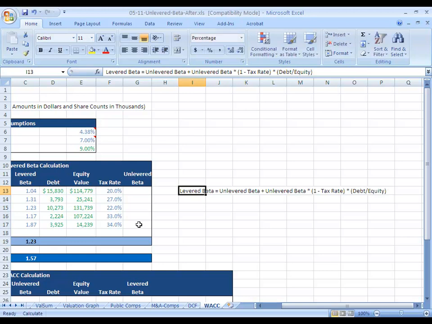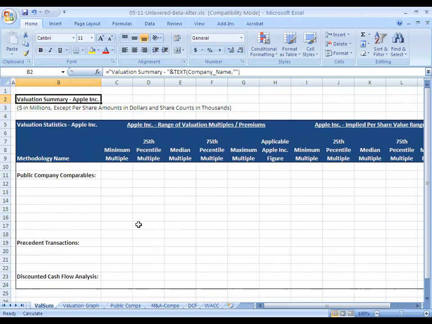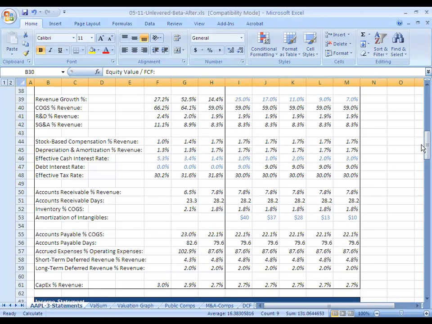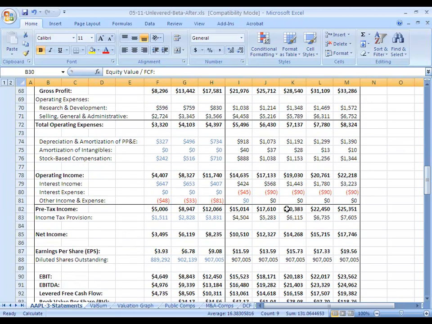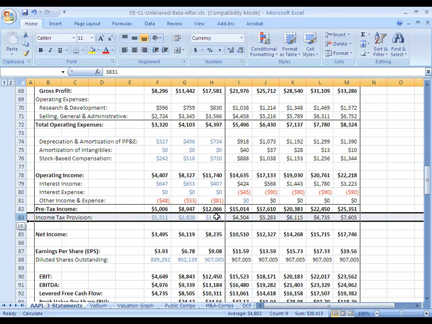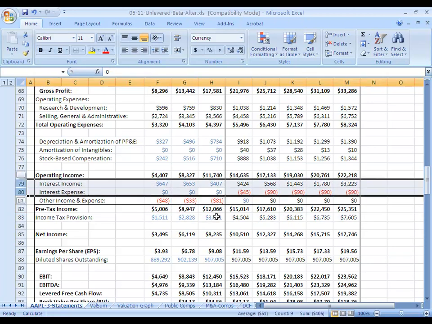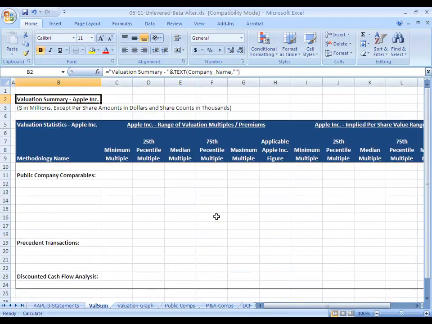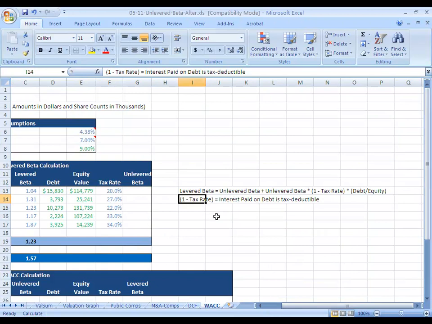So to address the first one first, we multiply by 1 minus the tax rate because the interest paid on debt is tax deductible. So when we pay interest on debt, remember that in our three-statement model over here, the interest on debt shows up just before pre-tax income, and when we apply a tax rate to a company, we're taking into account this interest expense or interest income right here. So that explains that part in the formula.